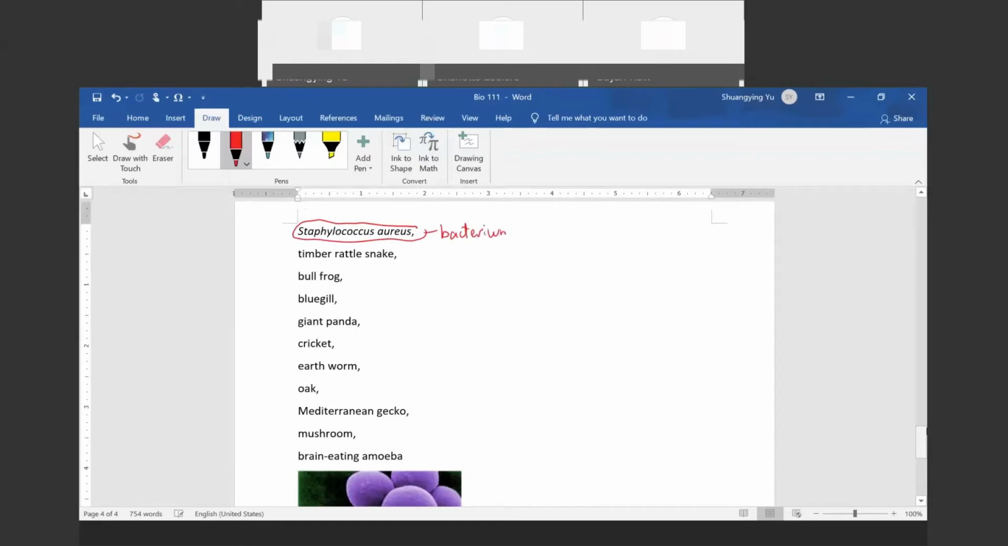A bacterium is singular. So it's a type of bacterium. It's called Staphylococcus aureus. This is a type of bacteria that you can find on our skin. It's a very common type of bacteria living on our skin, and you may also have this in your upper respiratory tract. Normally it lives in our body, and it's in peace with us.